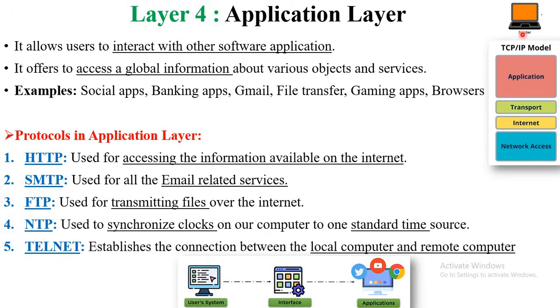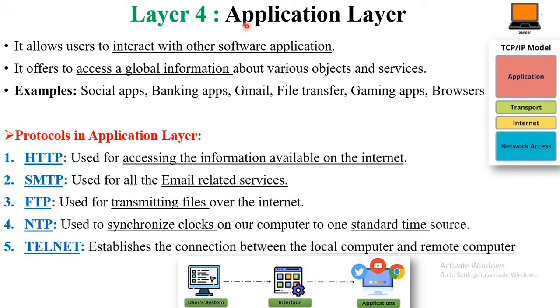Now from the sender side, the first layer is called the application layer. See, in your daily life, you have interacted with different social applications like Instagram, Facebook, WhatsApp. You have used different banking applications, gaming applications, Gmail, then file transfer applications, right? Means you have to interact with that software. So this front end graphical user interface is called the application layer. Through the application layer, you access any global information or you can send information over the internet.